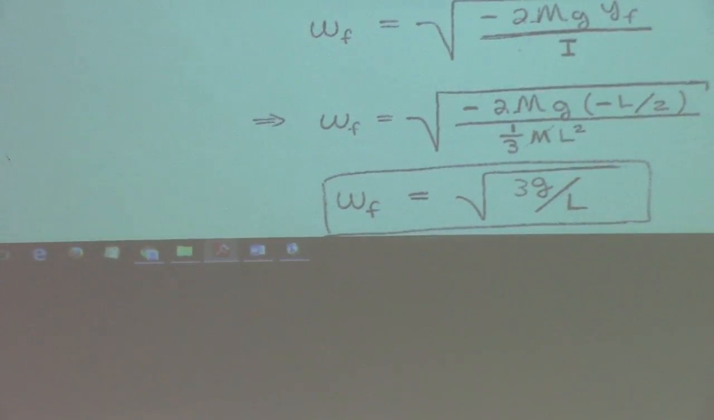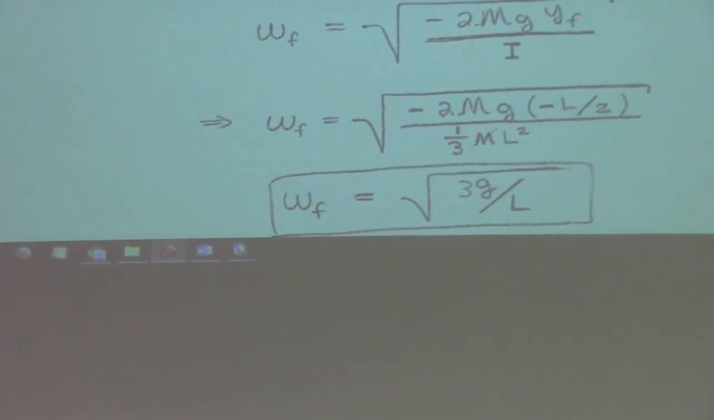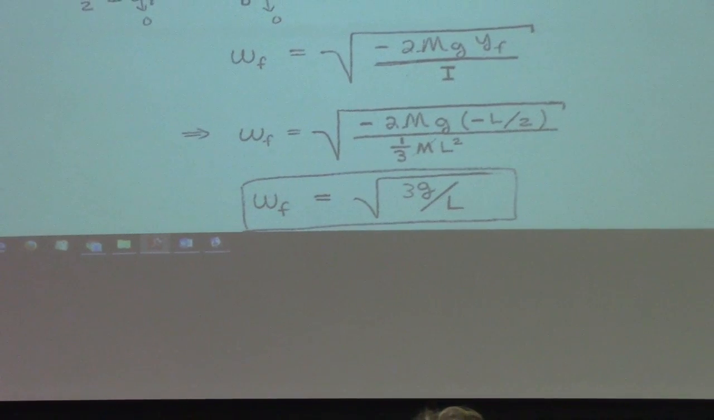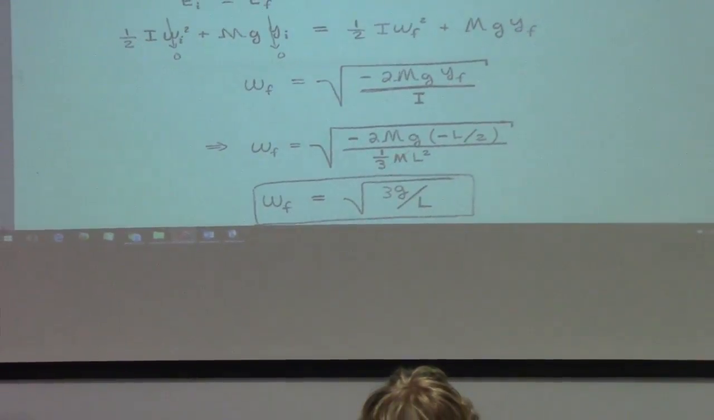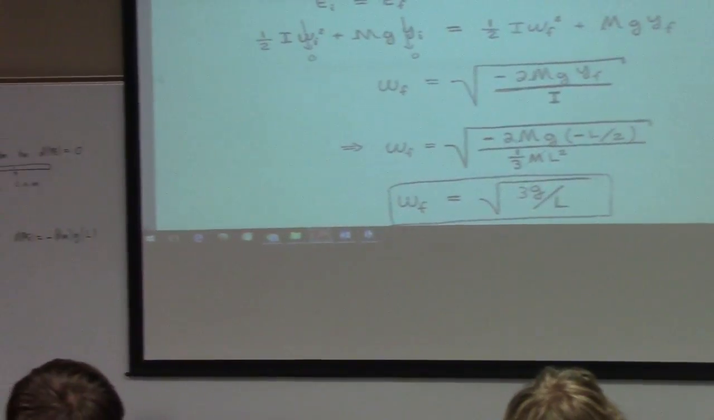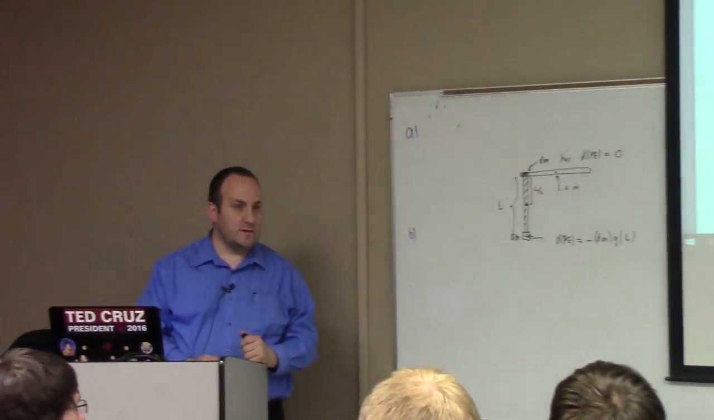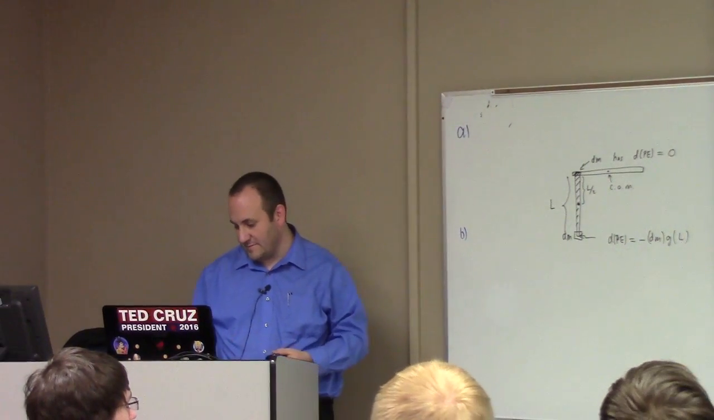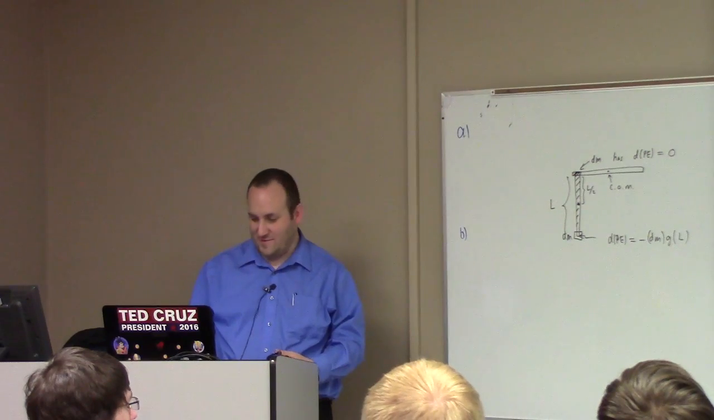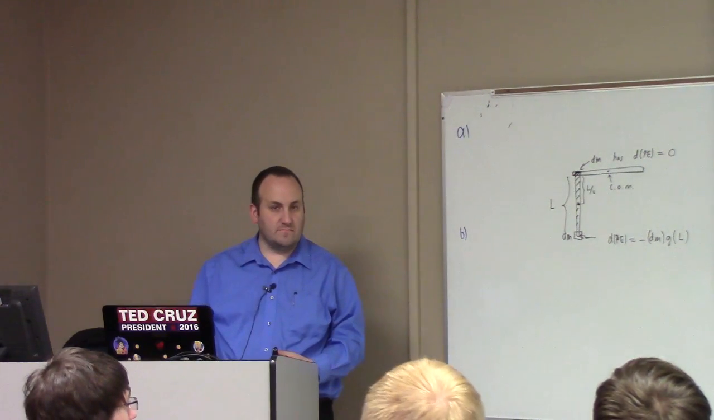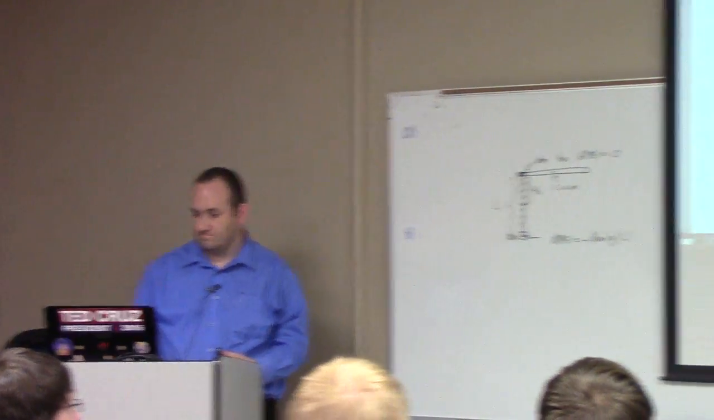A lot going on in this example, right? Rotational kinetic energy, the center of mass concept, moment of inertia of a uniform rod about the end point as opposed to center. Lots of goodness in this problem, or badness, depending on your viewing. Any questions? Go ahead.